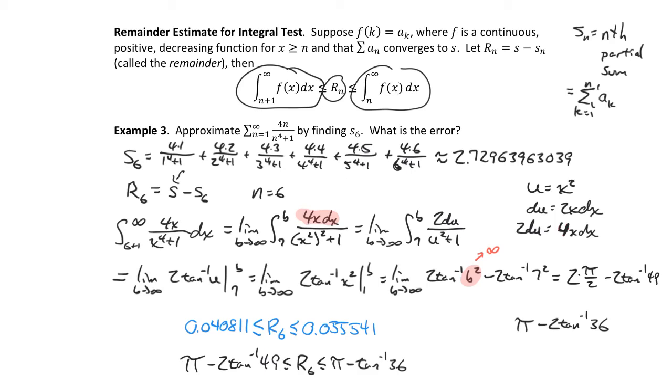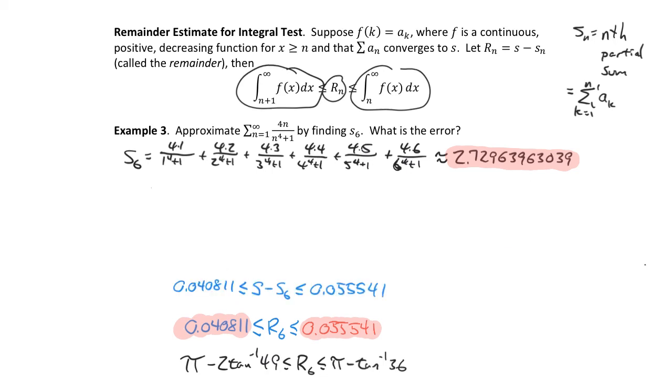Okay, the true value is off of the estimated value that we got from the partial sums by somewhere between 0.040811 and 0.055541. Okay, so I'm going to erase some stuff so we can do a little bit more work up here.